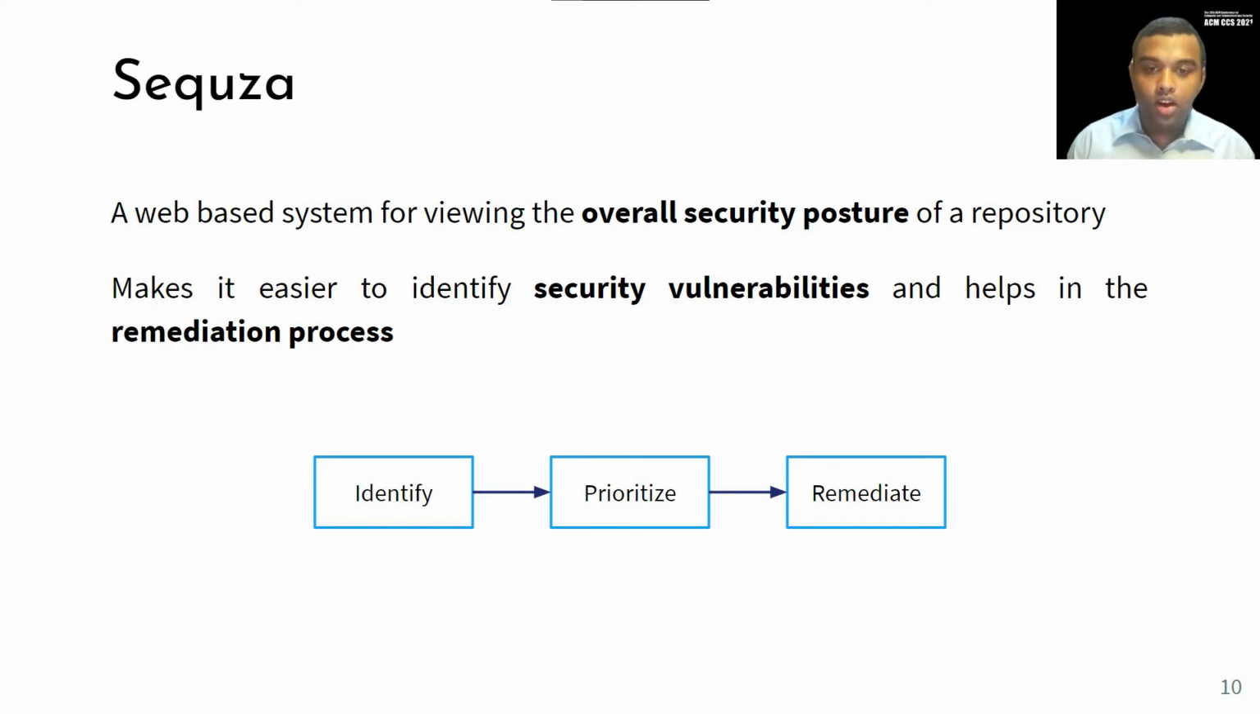With the research outcomes, we present Sequza, a web-based system to view the overall security posture of a repository, and it aids the developers in prioritizing vulnerability remediation. The key idea behind Sequza is to first identify vulnerabilities, prioritize the vulnerabilities according to the prioritization score, and remediate the identified vulnerabilities.